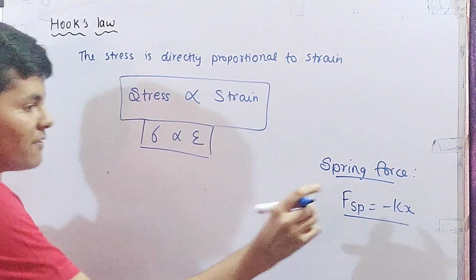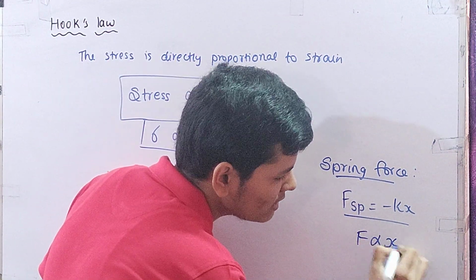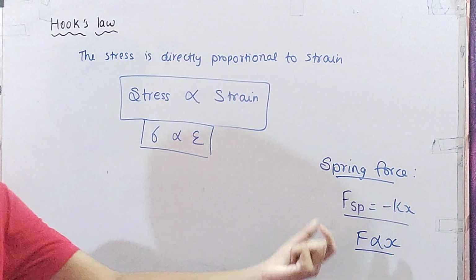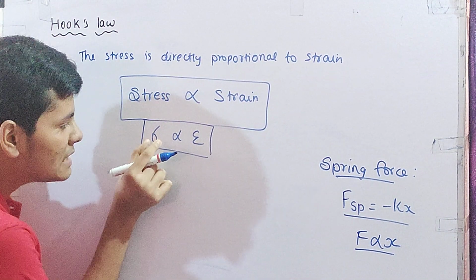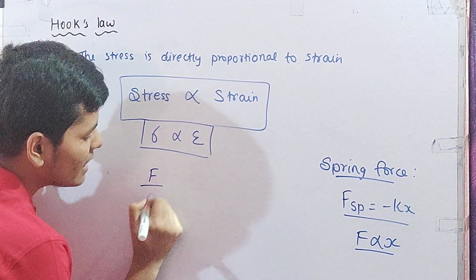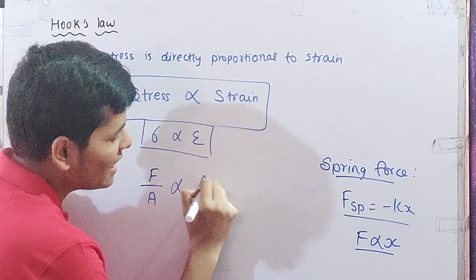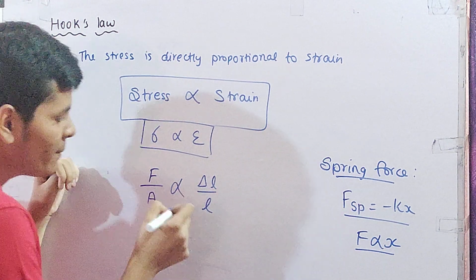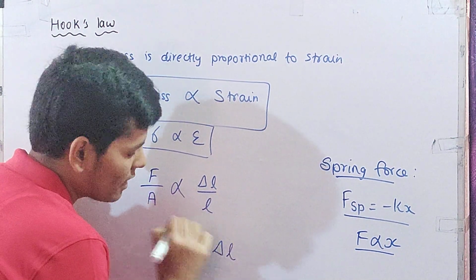Let us keep that aside. From here, what relation do we get? We get that force is directly proportional to the displacement. How much force we apply, that much the object expands, elongates, the spring elongates. Now we know that sigma is force per unit area. This is proportional to delta L by L. So from here we can consider that force is directly proportional to delta L.